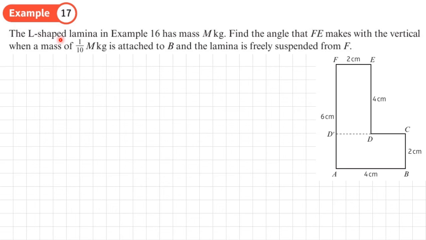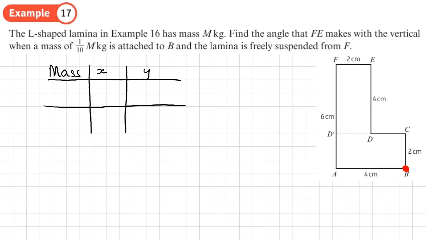Example 17. The L-shaped lamina in example 16, which I've got here, has mass m. Find the angle that FE makes with the vertical when a mass of 1/10 m is attached to B and the lamina is freely suspended from F. So basically what we're doing is we're clumping this whole lamina together. We know its center of mass and giving it a mass m, and then we're adding another mass of 1/10 m at this point. So we're now going to do a table to work out the new center of mass of this lamina and the attached mass.